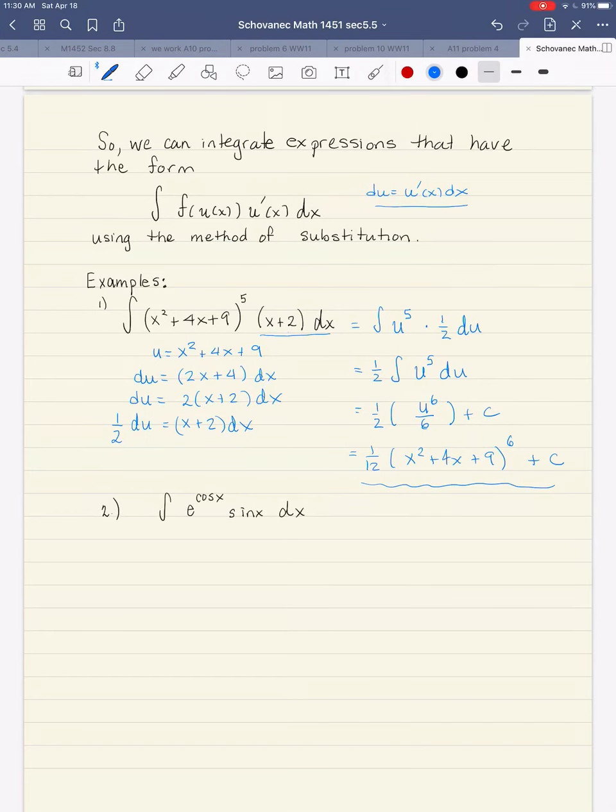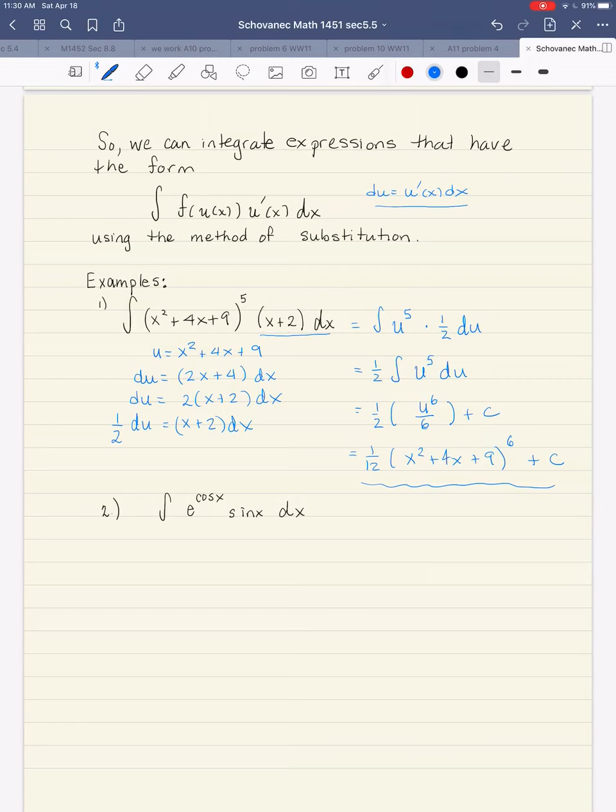And nicely enough, if you take the derivative of our little answer here, you should get exactly what we have as the integrand. So let's mentally try it. If I were to take the derivative of 1/12 x squared plus 4x plus 9 to the 6th, I bring the 6 down. 6 times 1/12 is 1/2. Then I get the x squared plus 4x plus 9 to the 5th times 2x plus 4. Now remember, I've got that 1/2 out front. Send it through the 2x plus 4, and you've got the integrand back that we started with.